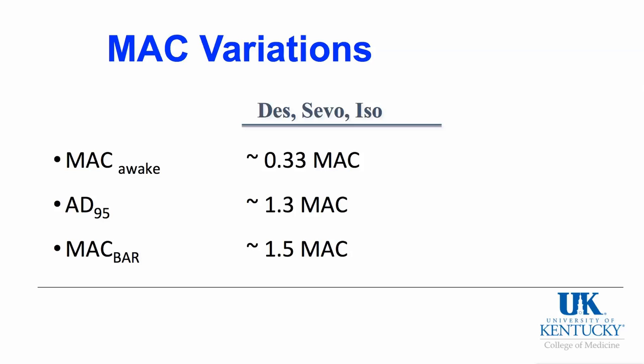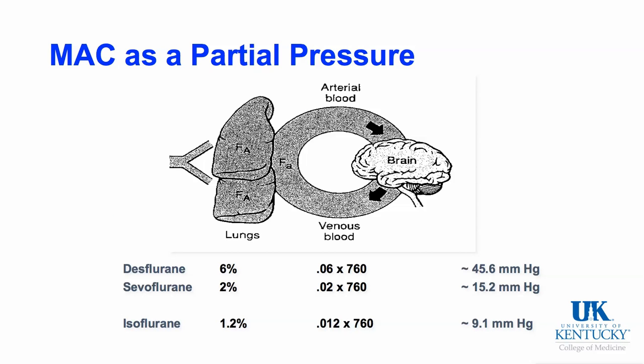Now we've expressed MAC as a percentage in a previous slide, but really we should think of MAC as a partial pressure. So in the case of desflurane, if the MAC was 6 or 7%, let's just say it's 6% right now, 6% of what? Well, 6% of 1 atmosphere, assuming you're at 1 atmosphere, is about 45 millimeters of mercury. So the MAC of desflurane could be said to be 6% at 1 atmosphere, or probably more appropriately, 45 millimeters of mercury. While sevoflurane, 2% approximate MAC, 2% of what?